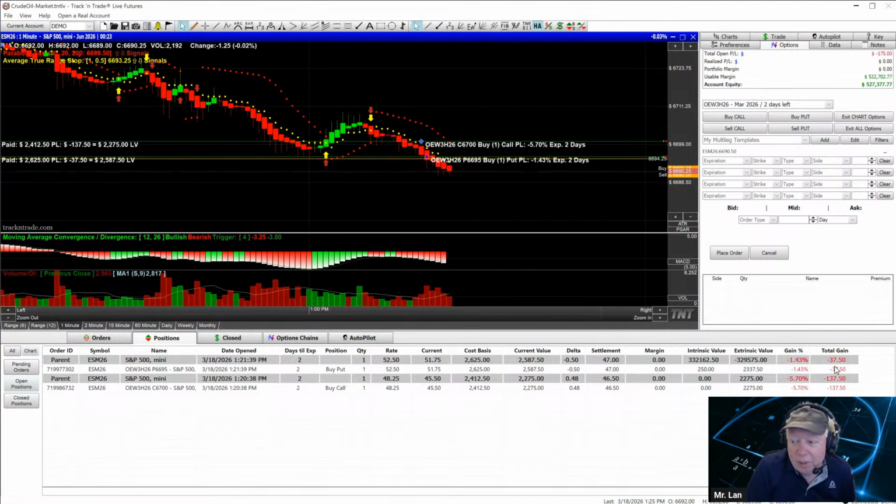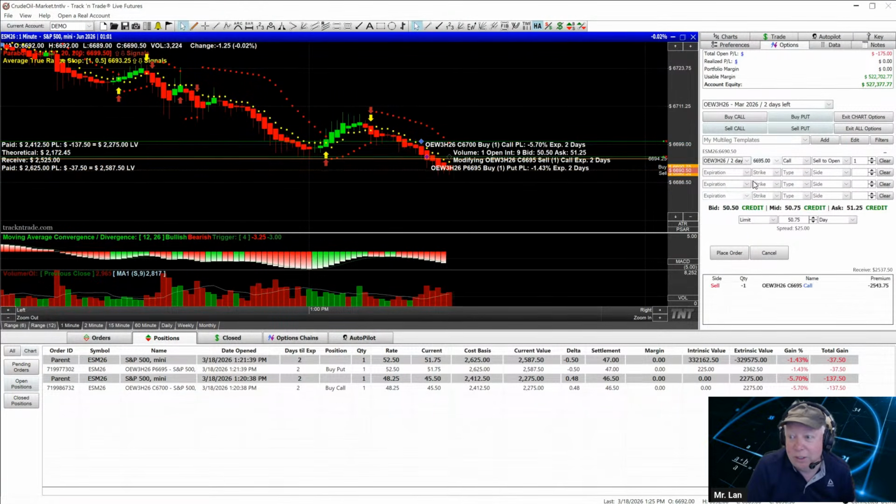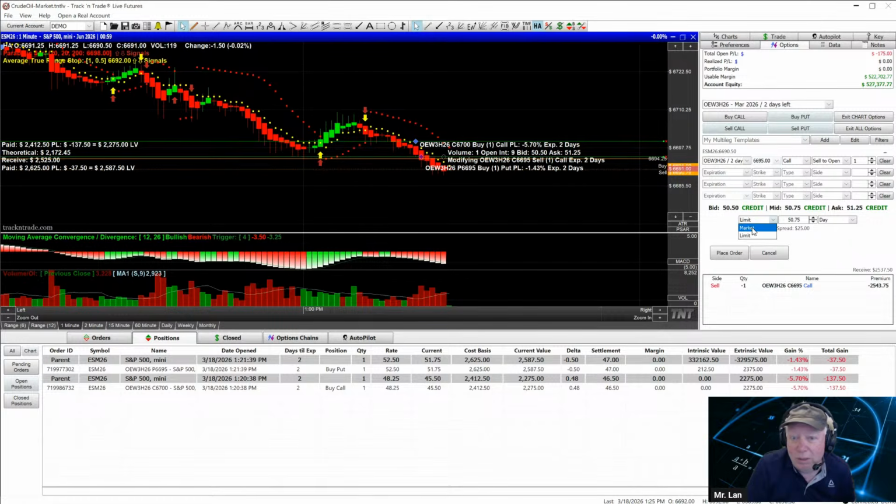But we're not making any money on our put either. Let me show you something else I like to do. This is just buying puts and calls. I like time to go away, so we can actually sell a call. Let's sell a call at the same place we got that put. We're just going to sell one, and we're going to go market into that.